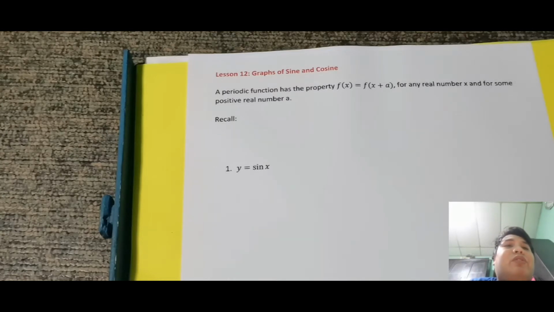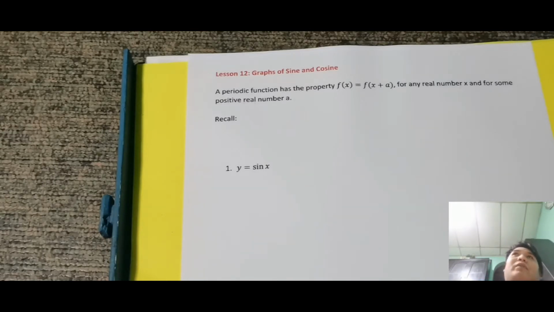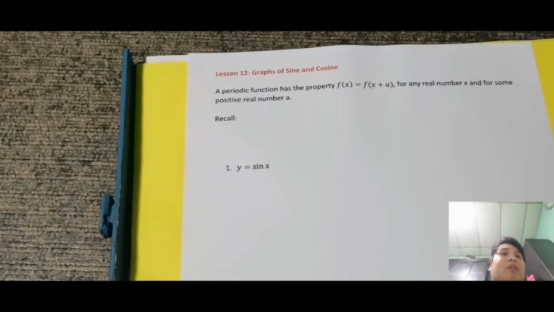So a periodic function has the property f of x is equal to f of x plus a for any real number x and for some positive real number a. So ulit, periodic function has the property na ganun. Parang periodic siya, meaning uulit na lang yung function. Kunyari f of x, tapos kunyari f of 1, tapos somewhere f of 3, f of 5, f of 6, periodic siya, uulit na lang siya. Kumbaga equal na siya doon. Okay, kaya nga for some positive real number a.